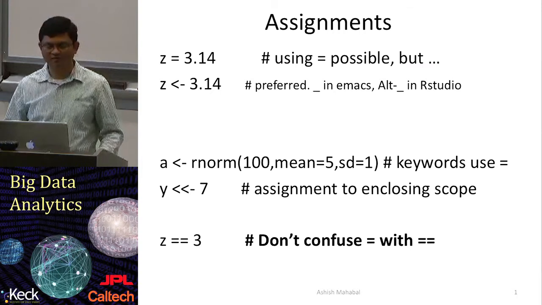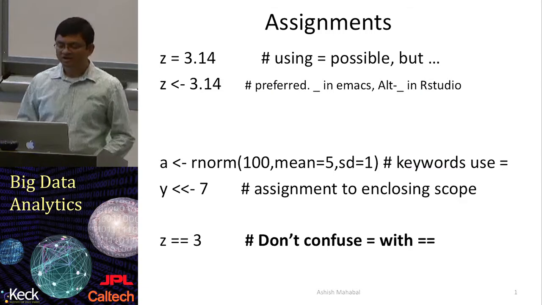We saw an example of rnorm before too. Here we are taking an rnorm of 100 numbers in that vector, and there we say mean equal to 5. So here the keyword is mean, and we are saying that we want a mean of 5 for that vector. Here you cannot use the less than dash. Equal to is reserved specifically for that. And then people tend to get confused if you say a equal to rnorm 100 and so on.